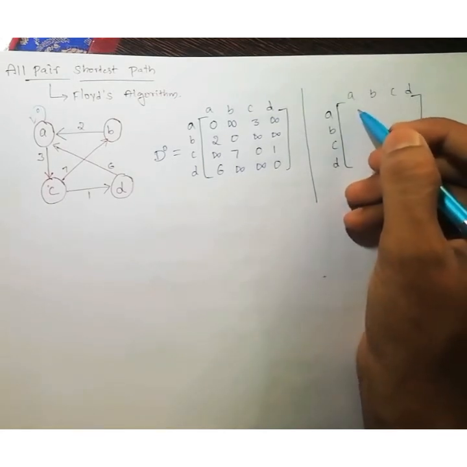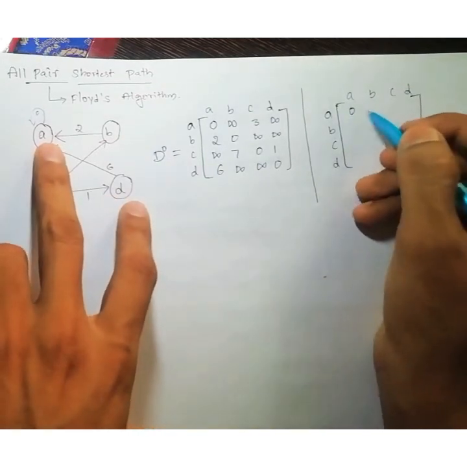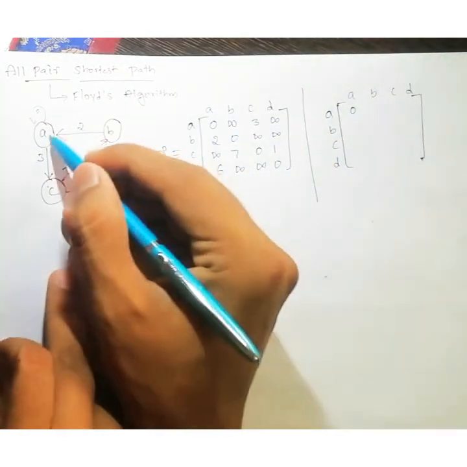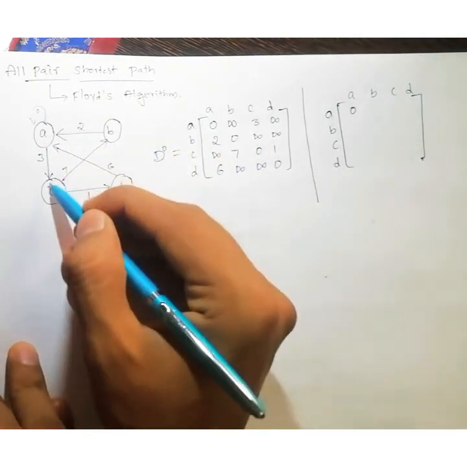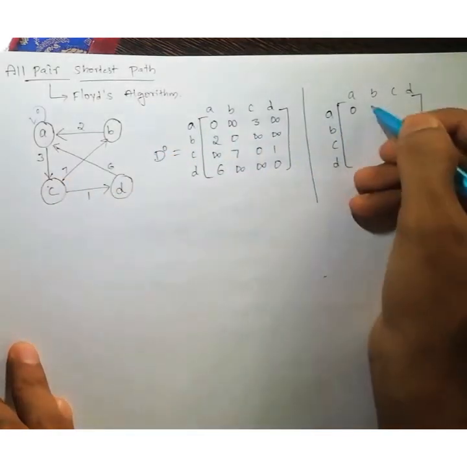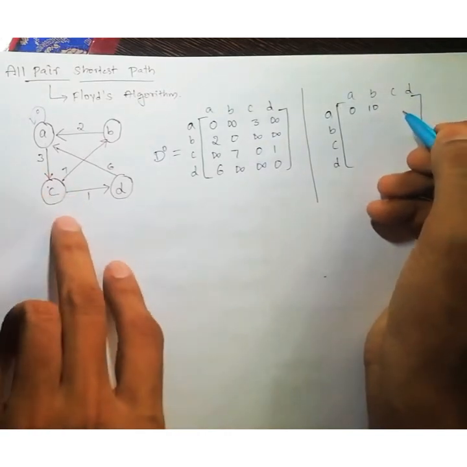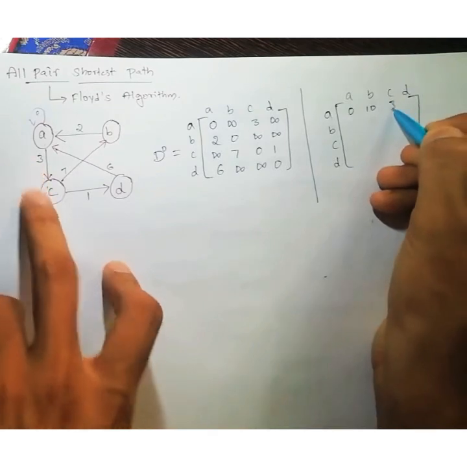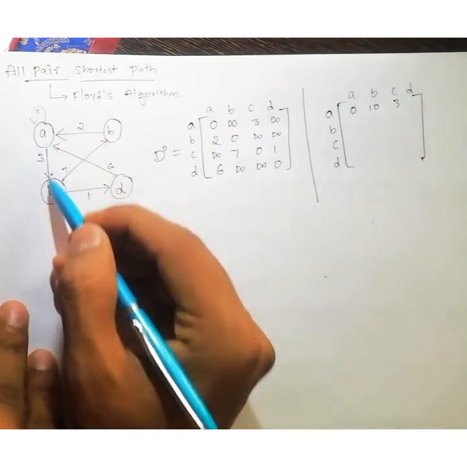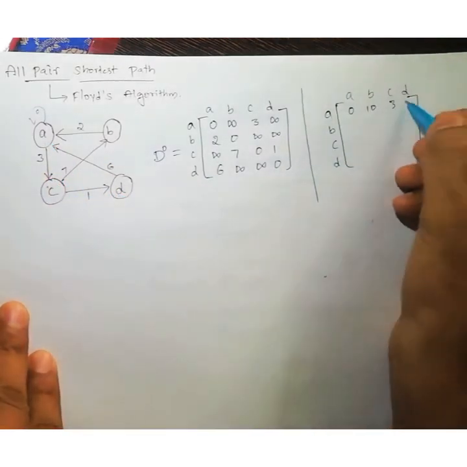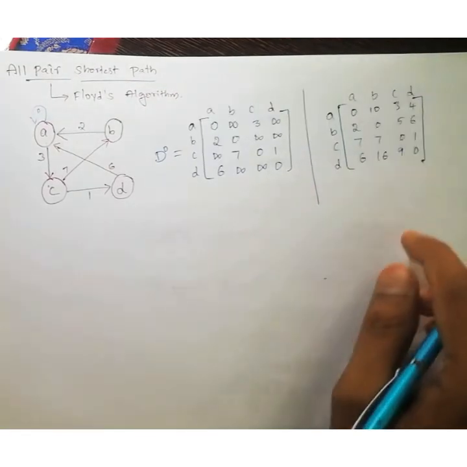Can you tell me, is there any edge from A to A? No, that is a self loop, so I will write 0. Next, from A to B we don't have a direct edge, but we have an indirect edge from A to C, C to B, that is 3 plus 7, just you have to add. So total weight is 10 and it is the minimum, so I will consider that. Again, from A to C, 3. Next, from A to D we don't have a direct edge, but we have an indirect edge from A to C, C to D, 3 plus 1, 4. Like this we have to fill all these things. After filling, it looks like this.